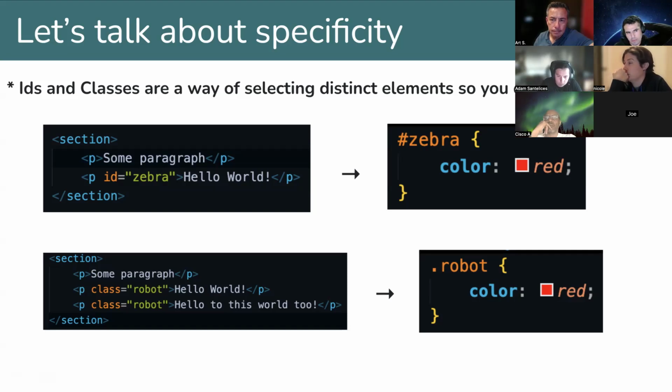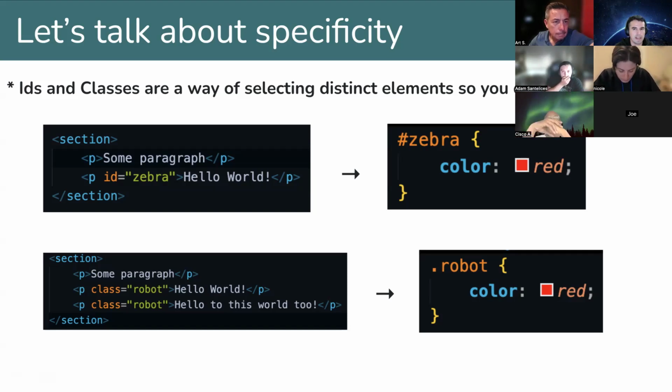Okay, so you know how to grab elements by the kind of element, H1, H2. You know how to grab elements by classes, and you know how to grab elements by ID. So let's talk about specificity. IDs and classes are a way of selecting distinct elements so you can style them. Look at the top left-hand corner. You have a section in your HTML, and inside the section, you have 2 paragraphs.